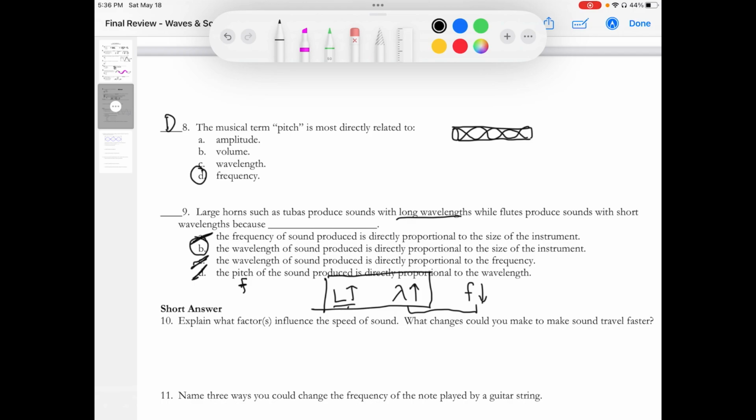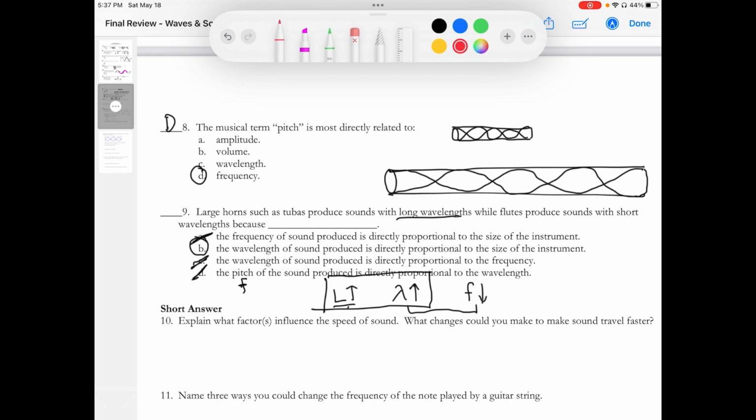Oh, drew the fourth. Happens. If I took a tuba much, much larger and I did the fourth harmonic, the wavelength is much bigger for a bigger instrument because it has more space for these harmonics to fill out. So if the length of the instrument goes up, the wavelength goes up.